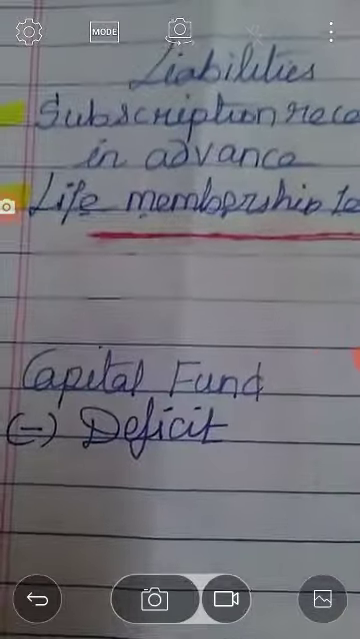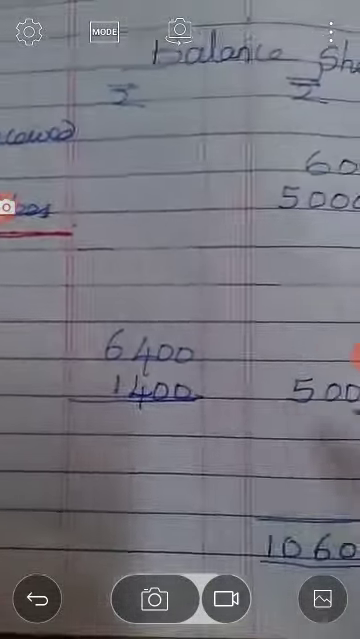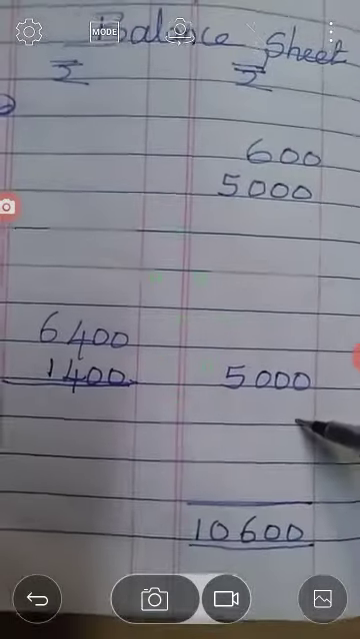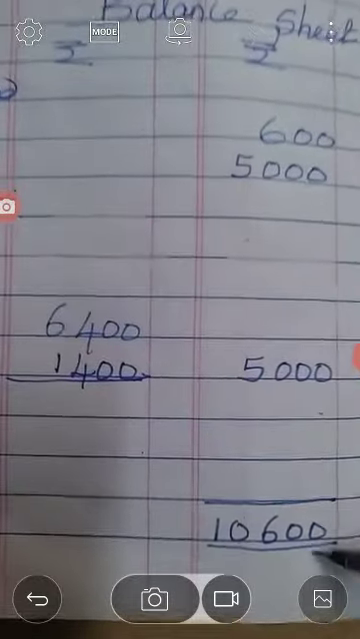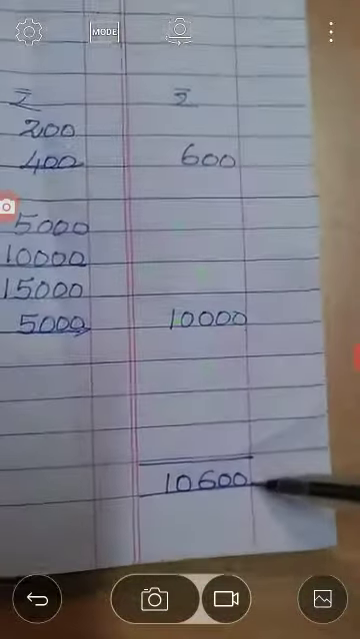So this amount should be carried out in the liability side of the balance sheet. So minus deficit; if it is surplus, you have to add. So minus deficit 1,400. So when we subtract, it is 5,000. So the total of the liability side is 10,600. So on the asset side, the 10,600. Then shall we pass on to the next sum?